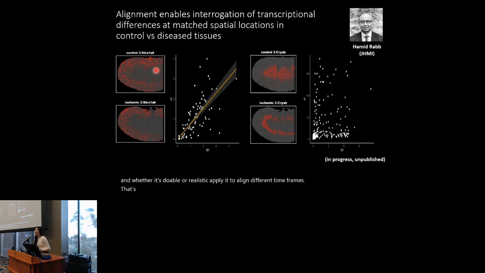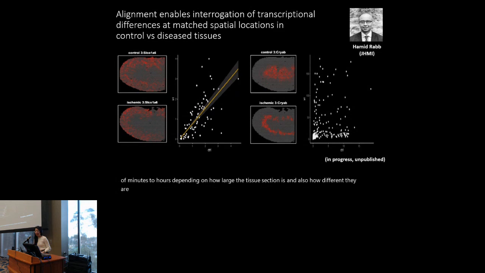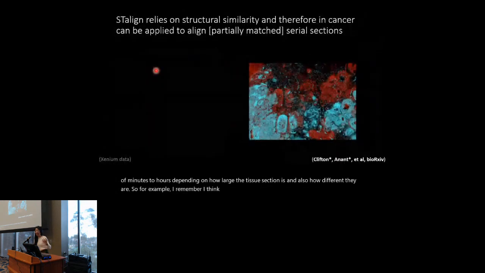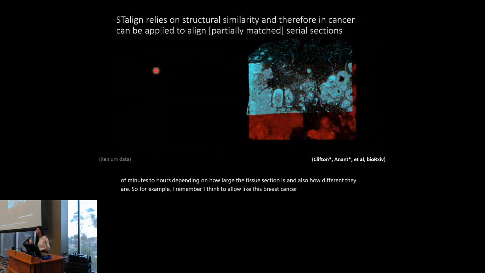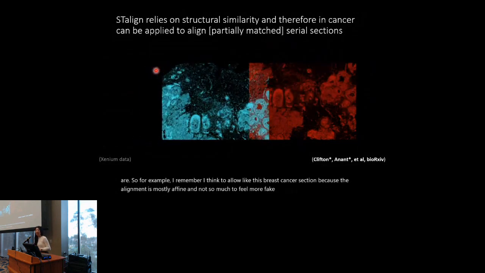That's a really interesting question. Generally we have a couple of notebooks online that have time benchmarks to help you gauge. But so far in our experience, most alignments converge on the order of minutes to hours, depending on how large the tissue section is and also how different they are. For example, I remember aligning this breast cancer section, because the alignment is mostly affine and not so much diffeomorphic, it took only a few seconds.